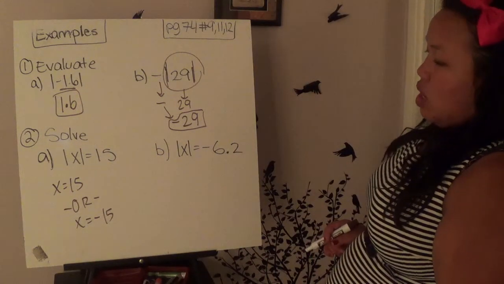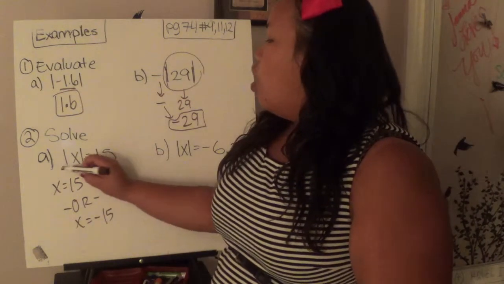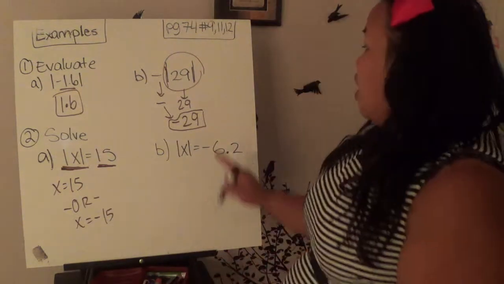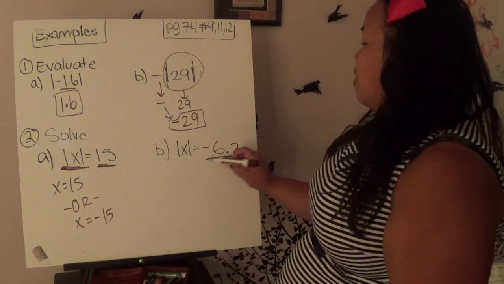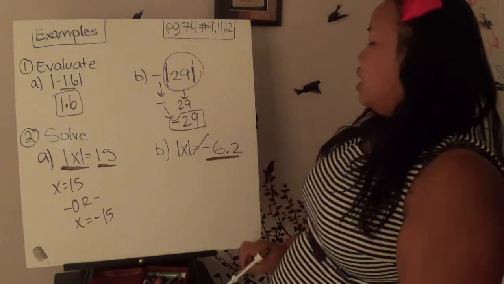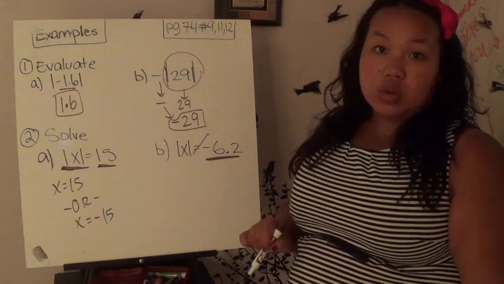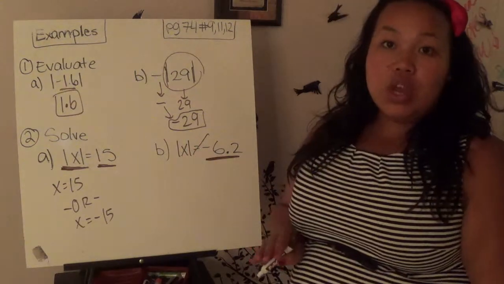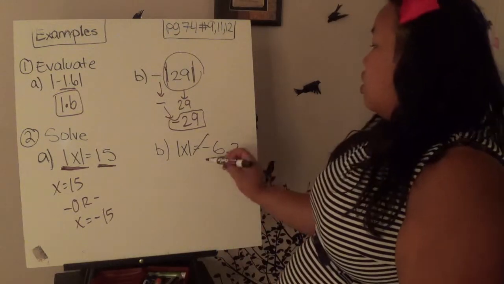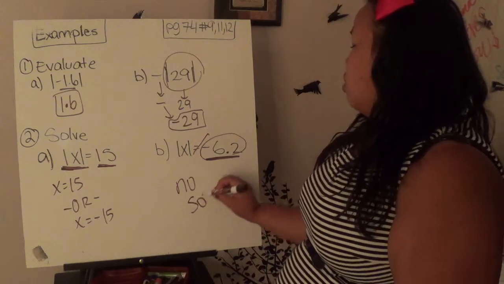Alright? Now here's the thing. This absolute value will always give me a positive number on the outside. So if I have, for example, the absolute value of x equals negative 6.2, it cannot equal negative 6.2, because no matter if I put a 6.2 in here, it'll give me a positive 6.2. If I have a negative 6.2 in here, it'll still give me a positive 6.2. So this negative 6.2 will never happen, so this has no solution.